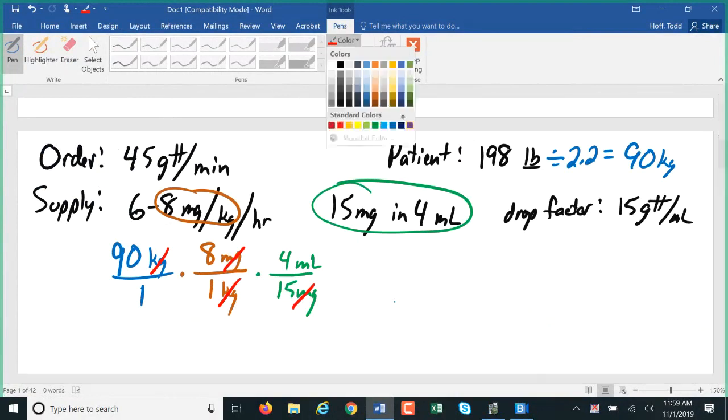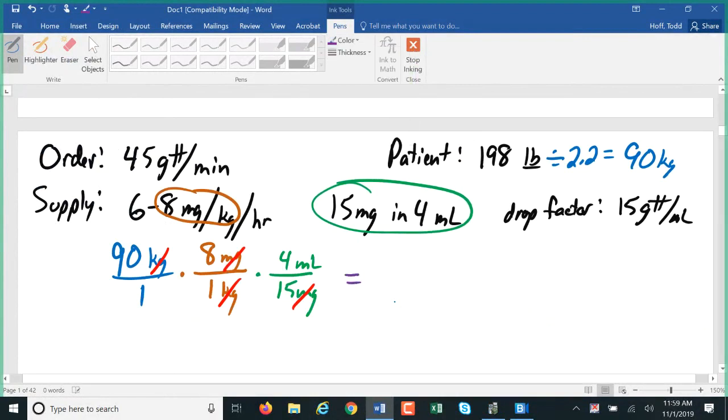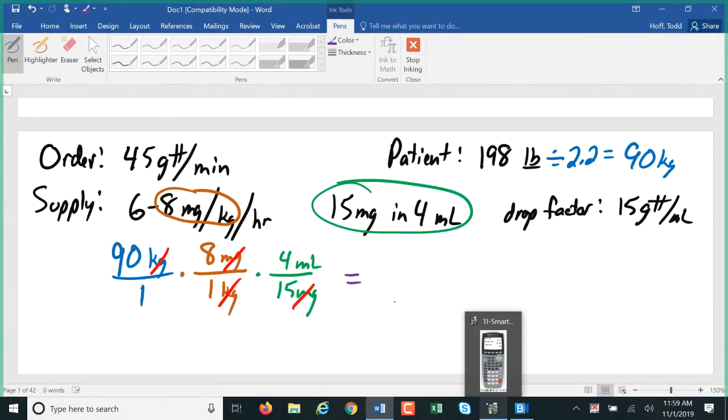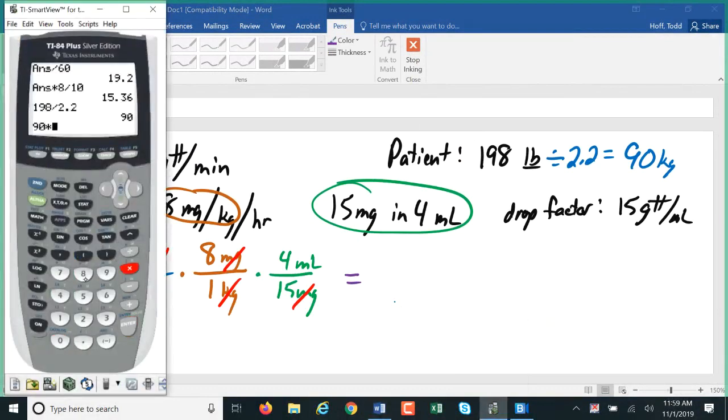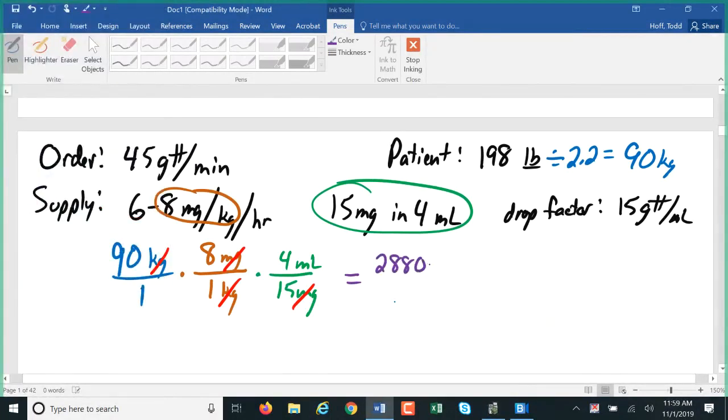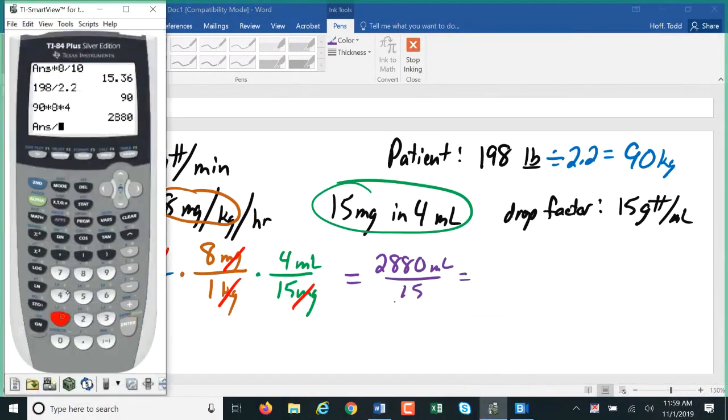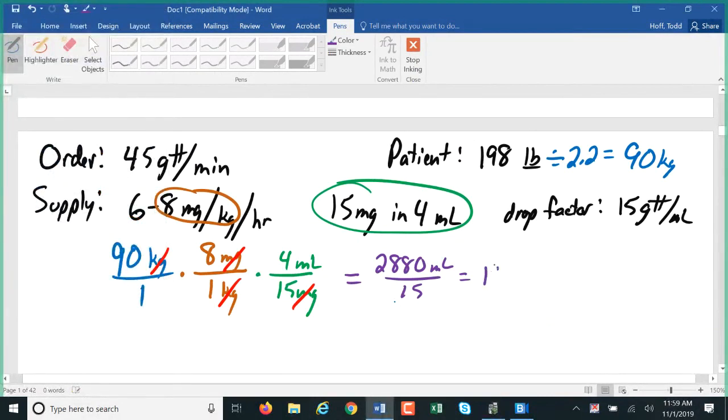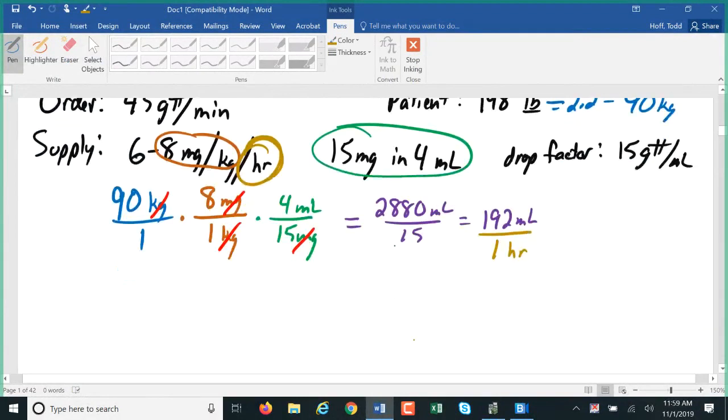So at this point, let's go ahead and calculate what this is in milliliters so that we can put our time frame with it. So we have 90 times 8 times 4, 2,880 milliliters per 15. It's 192 milliliters. So we'll put our time frame here of 1 hour. So 192 milliliters an hour is the recommended dosage from that supply.